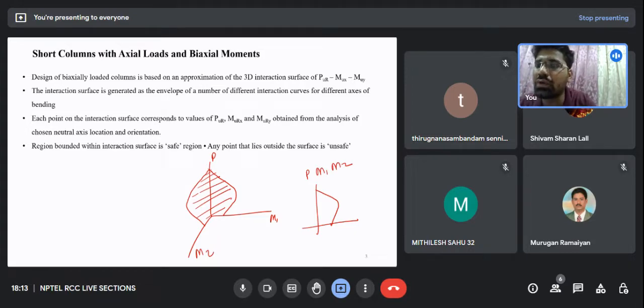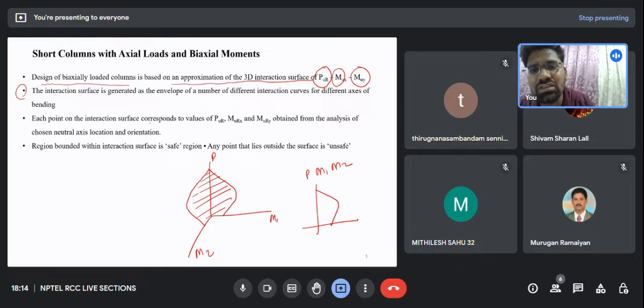So let's first read out these points. These are very important. Design of a biaxially loaded column is based on an approximation of the 3D interaction surface of P, MUX and MUY. MUX is the ultimate moment capacity along the major axis, MUY is the ultimate moment capacity along the minor axis, and P is the factored load which is actually acting on the column. So we design the biaxially loaded column as PM1M2 with the help of the PM1M2 curve. The interaction surface is generated as the envelope of a number of different interaction curves for different axes. I will explain point 2 in the next slide.